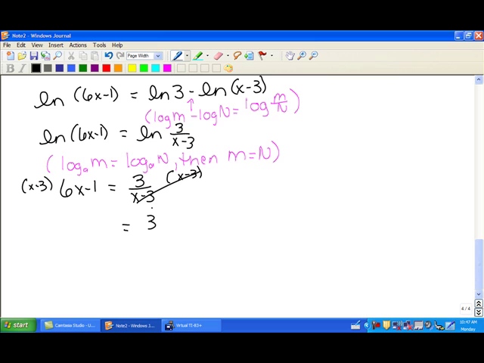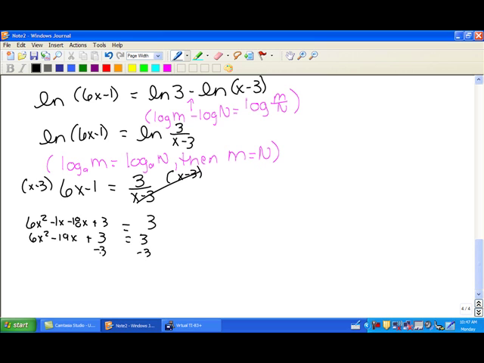Right side will just be 3. On the left side, we're going to have to use the distributive property and FOIL that out. X times 6x is 6x squared. X times -1 is -1x. -3 times 6x is -18x. And -3 times -1 is a positive 3. So that's going to clean up to 6x squared minus 19x plus 3 is equal to 3.